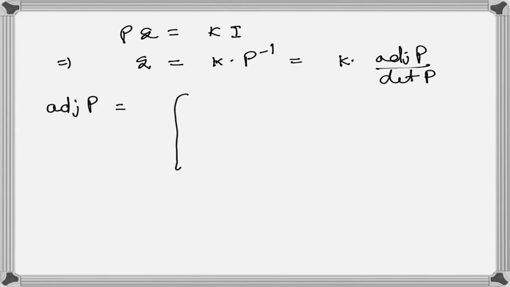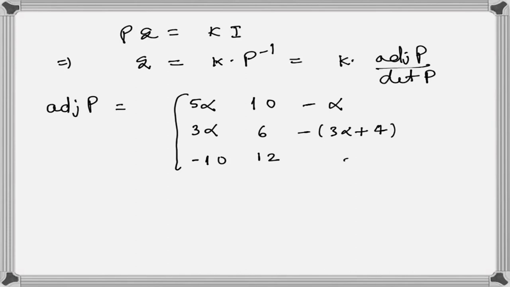It is nothing but the transpose of the cofactor matrix. So let's calculate it. The first entry will be 5 alpha, and then 3 alpha. This is minus 10, this is 10, this is 6, this is 12, this is minus alpha, this is minus 3 alpha plus 4, and this is 2. All right, so this is easy to calculate.